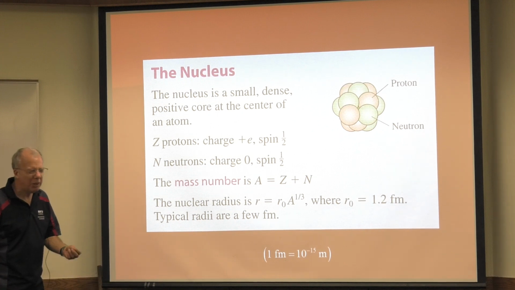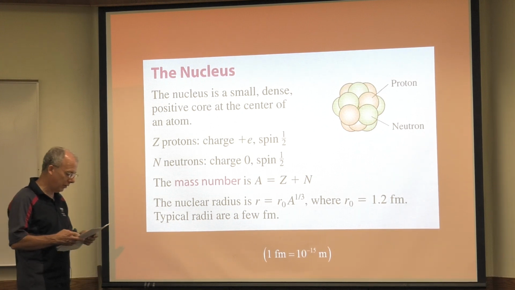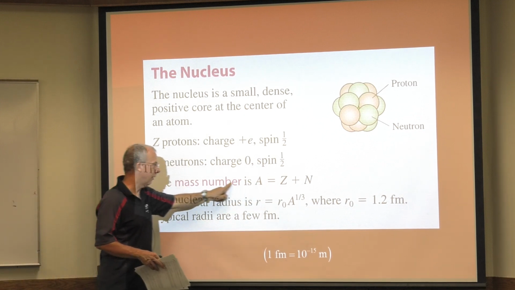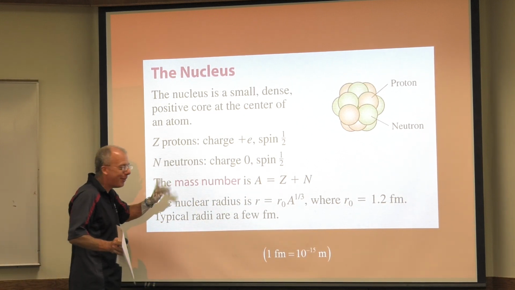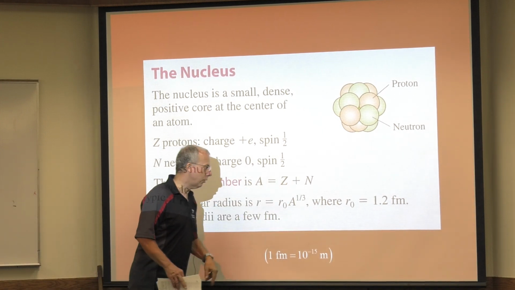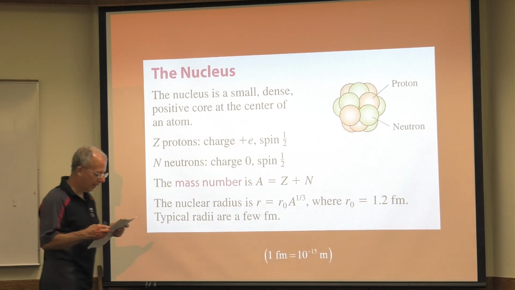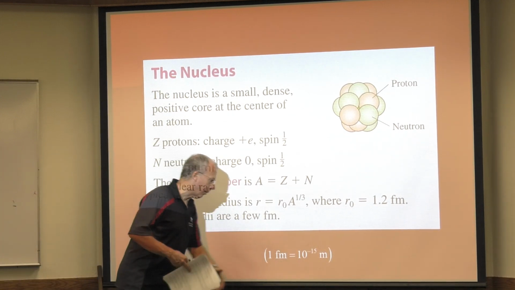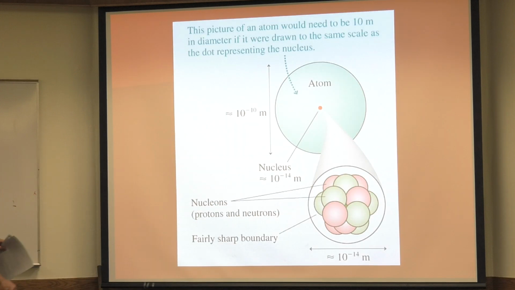So a nucleus is really, really small, right? Okay, this is the important thing. Well, it's all important, but this is super important: mass number is A, the number of protons plus the number of neutrons, Z plus N. And remember this too: a Fermi is 10 to the minus 15 meters.